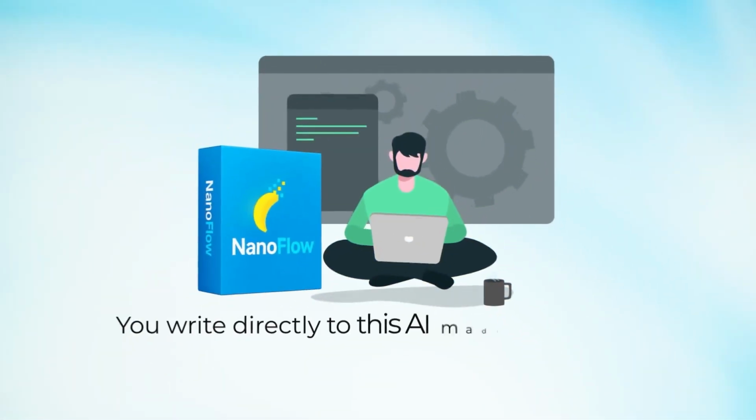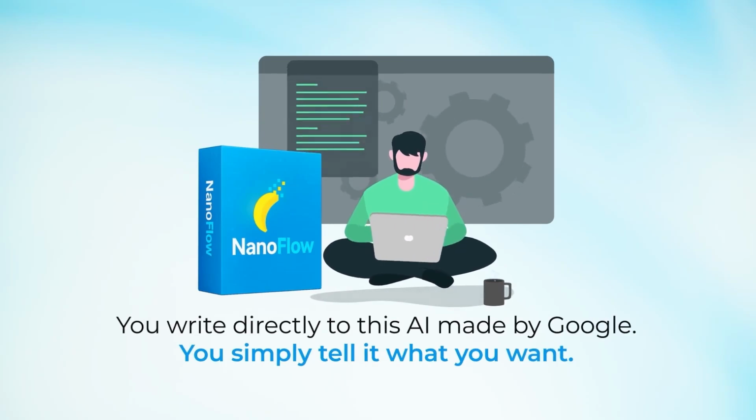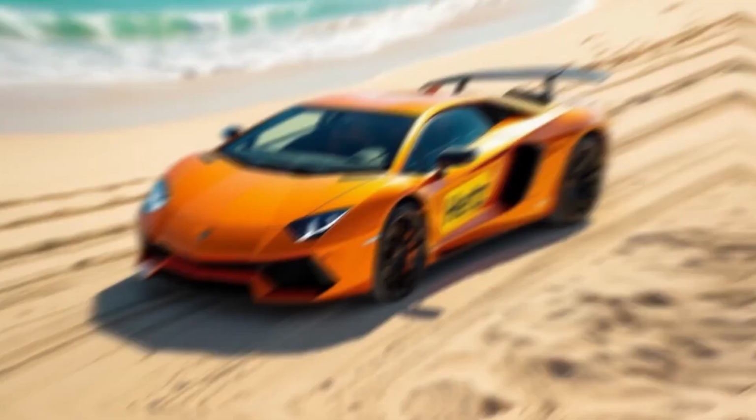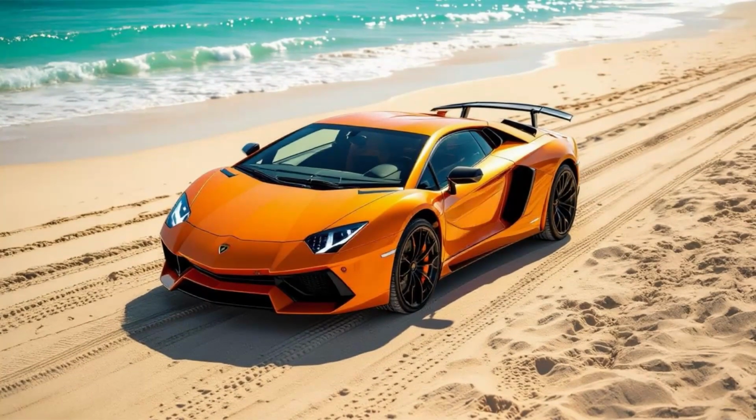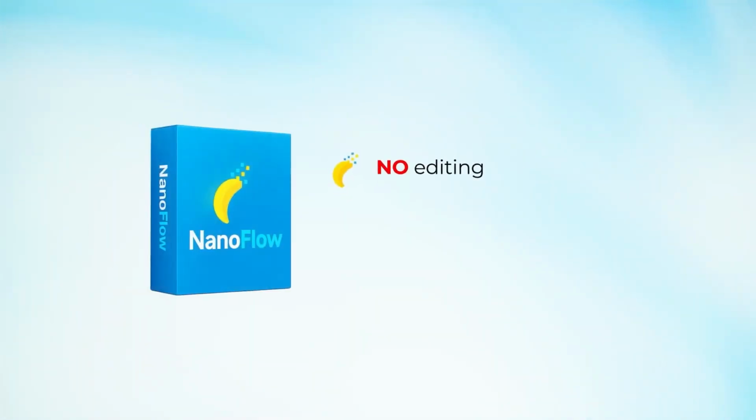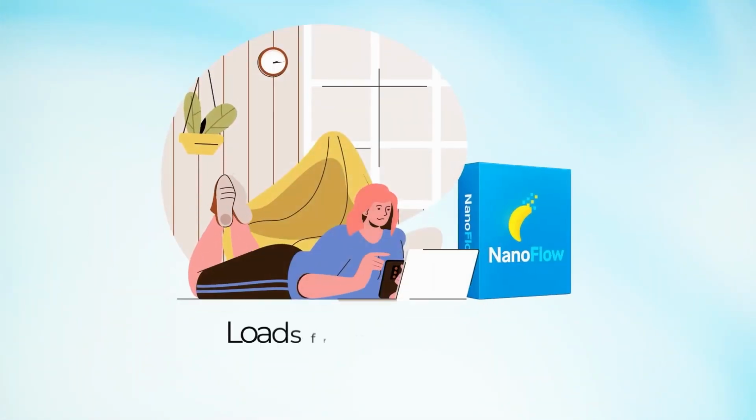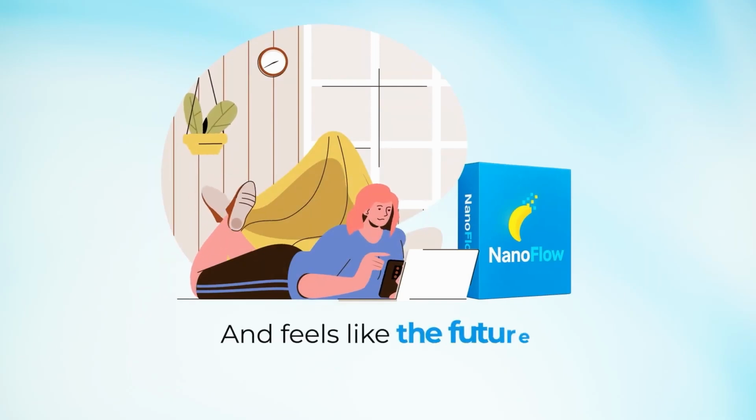You write directly to this AI made by Google. You simply tell it what you want. Nano Banana, delete the other tourists. Add a sun instead of clouds. Remove my Hertz rental sticker, and so on. And it simply does it. No editing, no learning, no outsourcing required. It takes seconds, loads from your phone, and feels like the future.